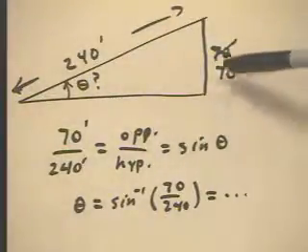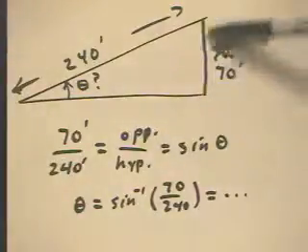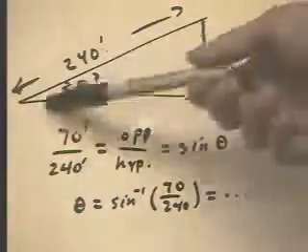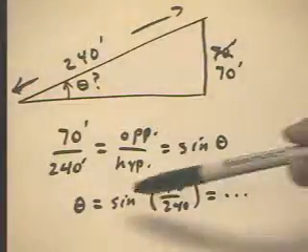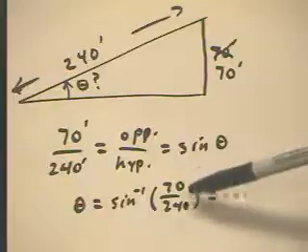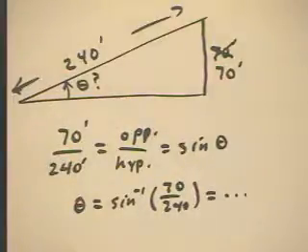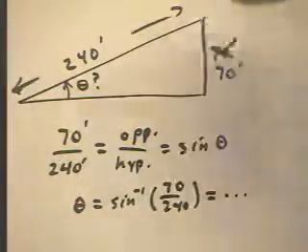Well, we write the fact that the side opposite the angle, the 70 feet, divided by the hypotenuse, 240 feet, is the opposite over hypotenuse, which is the sine, so that the angle is the inverse sine of 70 over 240. And of course, that's easily calculated.